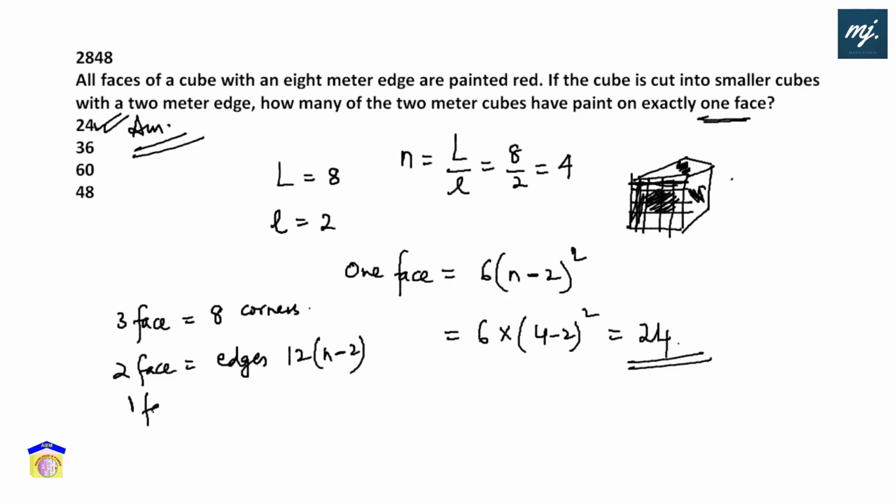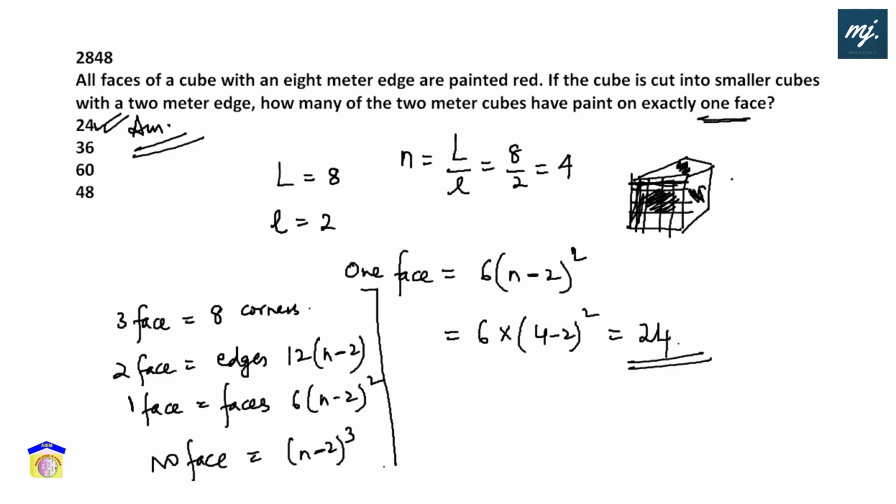And then one face painted, we know those are always on the faces, that is 6 into (n minus 2) whole square. And the number of no face painted cubes would be (n minus 2) whole cube. If we add all this, this will give us n cube, that is the total number of small cubes that can be formed.